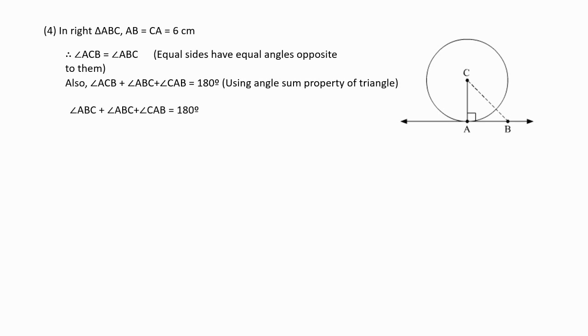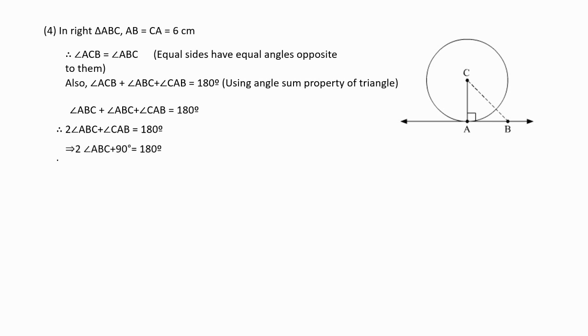Therefore, angle ABC plus angle ABC plus angle CAB is equal to 180 degrees. We substitute ABC in place of ACB, as ACB is equal to ABC. By adding, we get 2 angle ABC plus angle CAB is equal to 180 degrees. We know that angle CAB is 90 degrees.